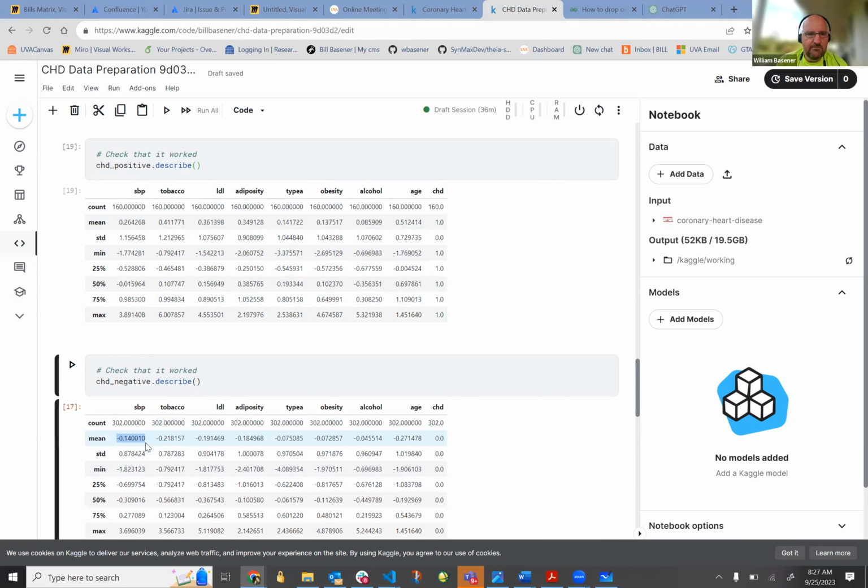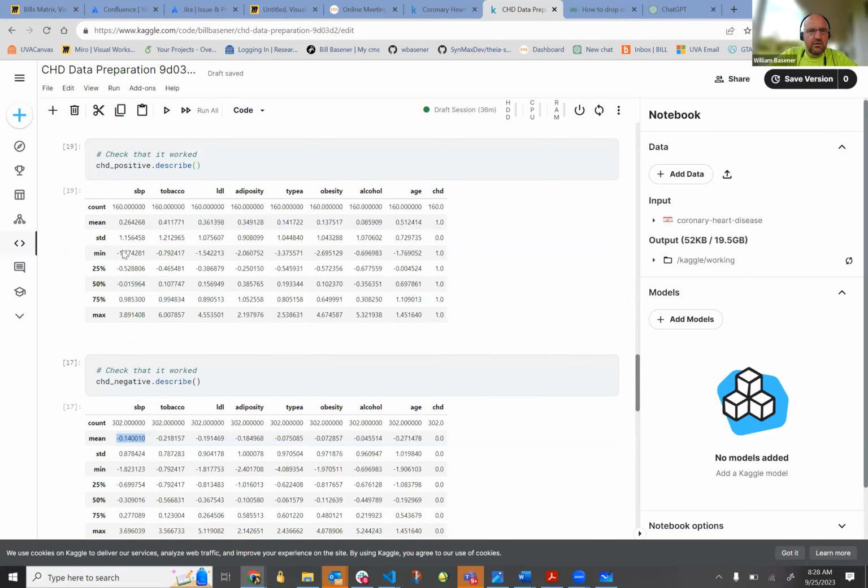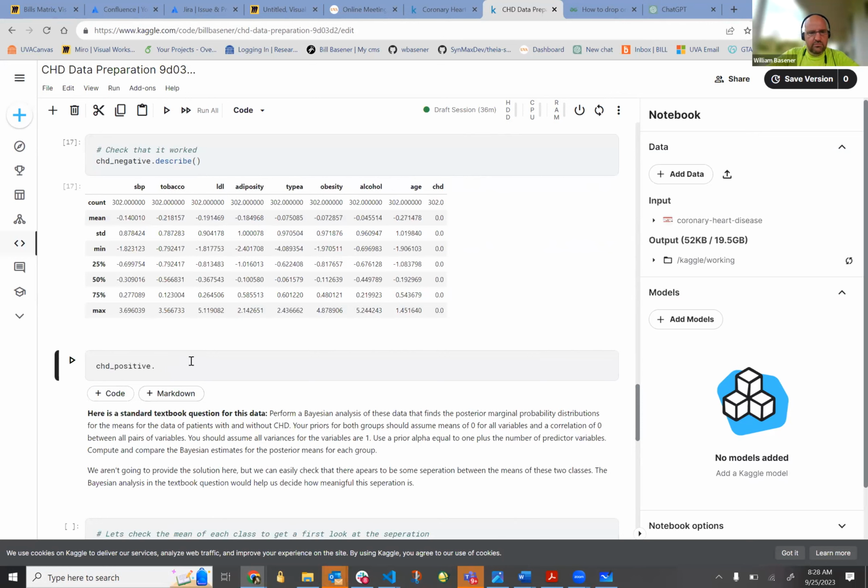So people with coronary disease have an average systolic blood pressure of 0.26 standard deviations above the mean, and the mean being out of the whole group. People without have a value of 0.14. And so maybe SBP.